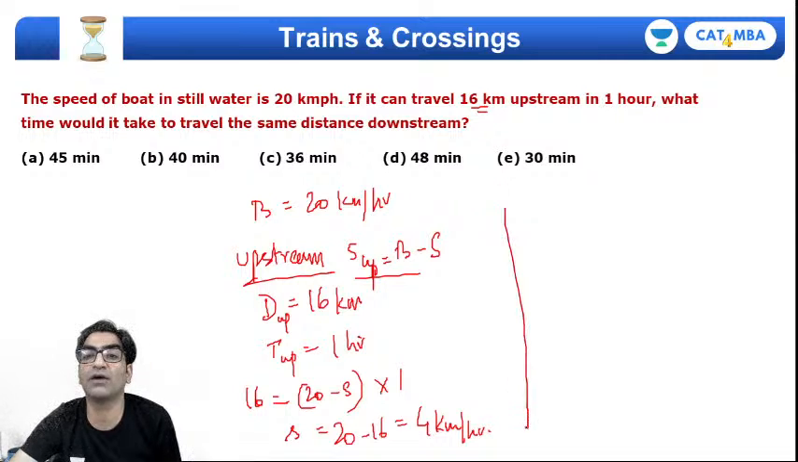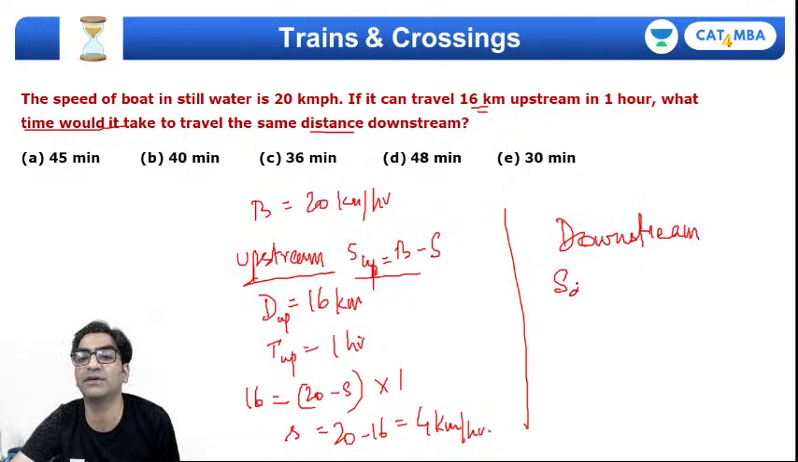What do I want? How long will it take? What time would it take to travel the same distance down the stream? तो downstream चलते हैं. Downstream के बारे में क्या पता है मुझे? Effective speed क्या है? Speed when going down, b plus s, faster. So 20 plus 4 is 24. So 24 kilometers per hour.